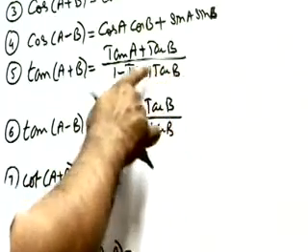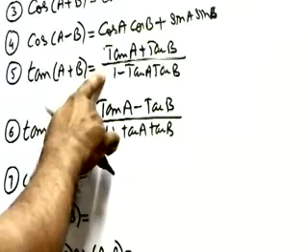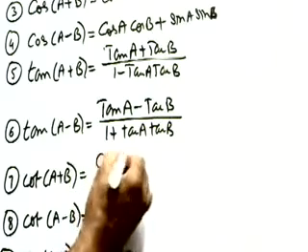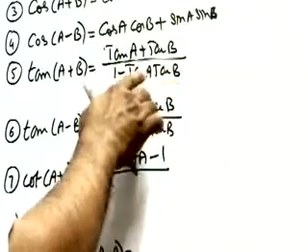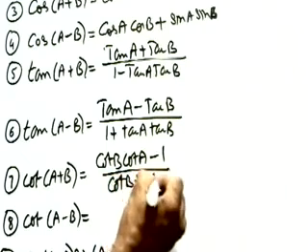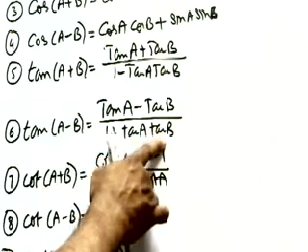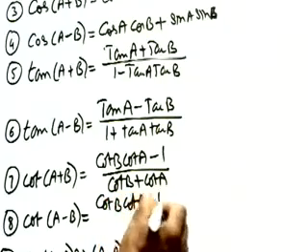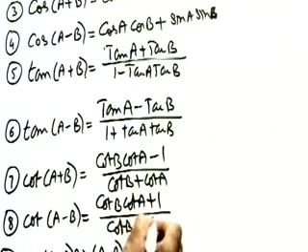Now cot A plus B: how to remember it, you start from here. If you know tan A plus B, you write it in terms of cot. Cot A plus B is cot B cot A minus 1 by cot B plus cot A. I am just explaining how to remember the formulas. In the same way, cot A minus B, you write from tan A minus B: cot B cot A plus 1 divided by cot B minus cot A.